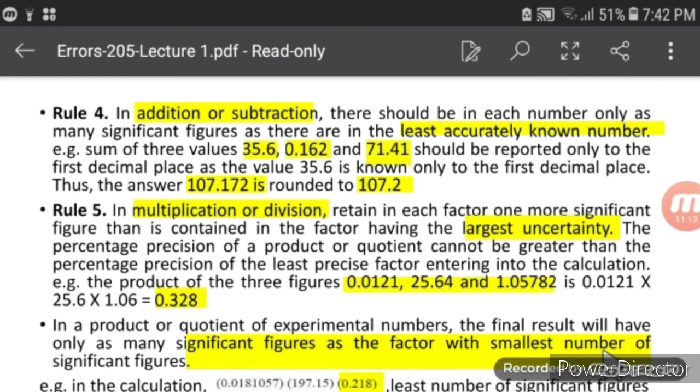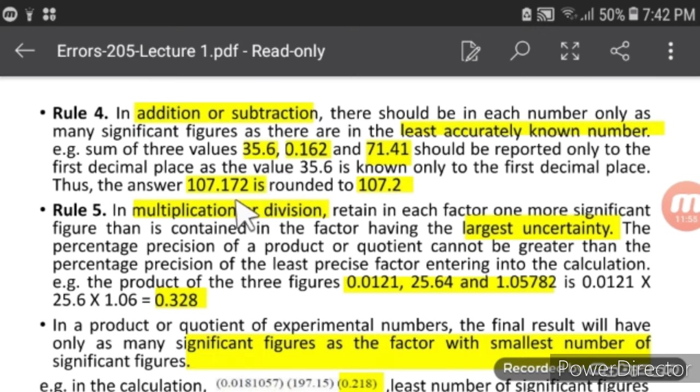So we can see 35.6, 0.162 and 71.41. These are the three numbers. You can see which is the less accurately known number. 35.6 has the less significant digits. So our answer should match with that number containing the least significant digits, right? This is basically the rule for summation or addition.